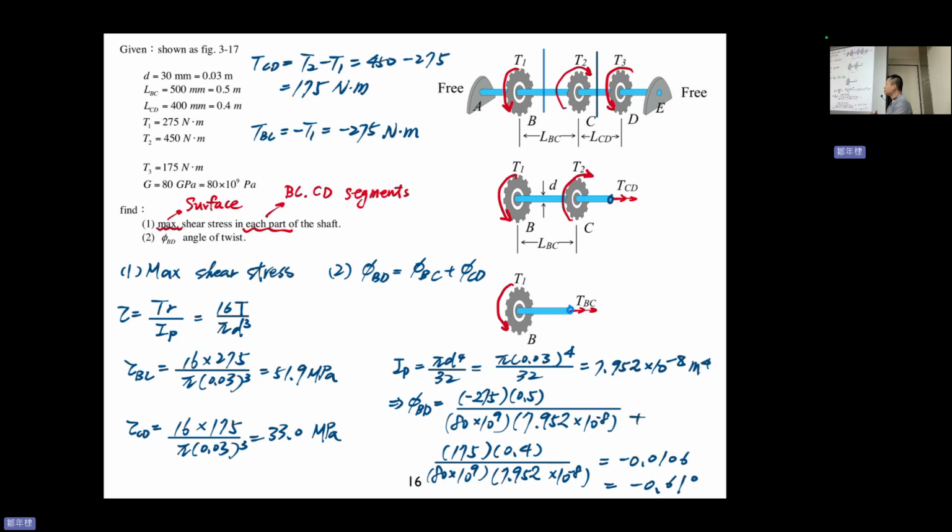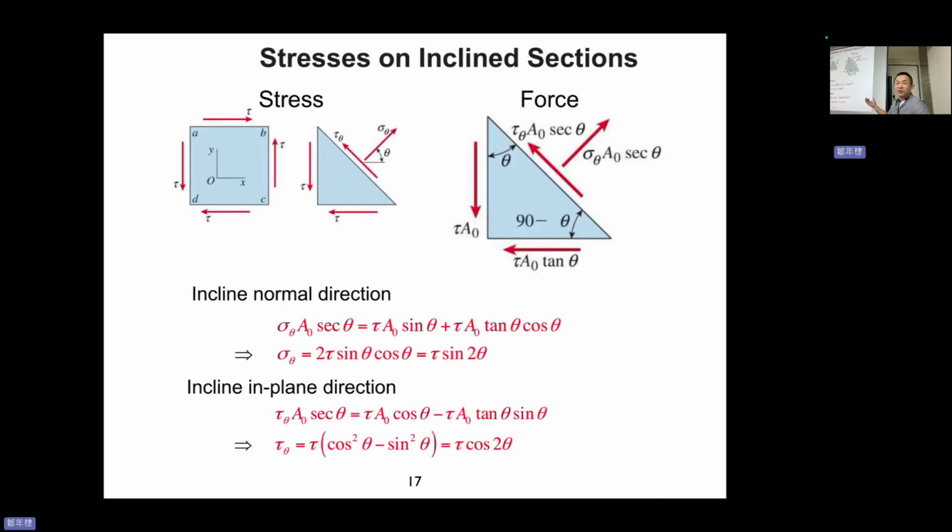Next one is easy. Well, again, proof in mechanics of materials. Next page is proof. We are going to prove or show the formula for stress on inclined sections. Don't you think this is quite familiar, right? Very similar to the normal loading case. Okay, so let's take a look.